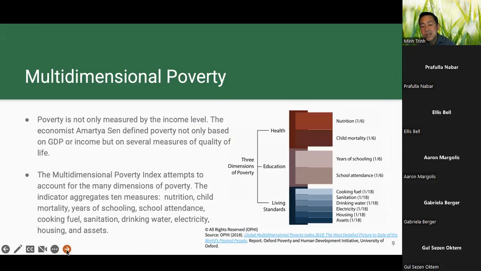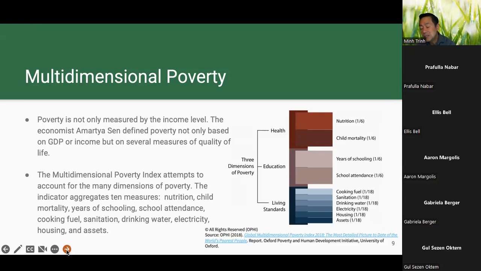So here I just used the poverty line, something that economists use, less than $2 per day. But poverty is more complex than that. The famous economist Amartya Sen at Harvard defined poverty not only based on GDP and income, but tried to include other measures at the country level, such as nutrition, child mortality, years of schooling, school attendance, cooking fuel, sanitation, drinking water, electricity, and so on, right?